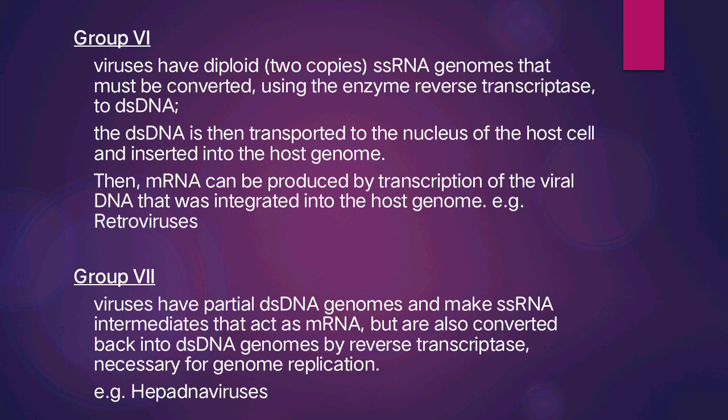Example: retrovirus. In Group 7, viral particles have dsDNA genomes and make ssRNA intermediates that act as mRNA but are also converted back into dsDNA genomes by reverse transcription, necessary for genome replication. Example: hepadnaviruses.